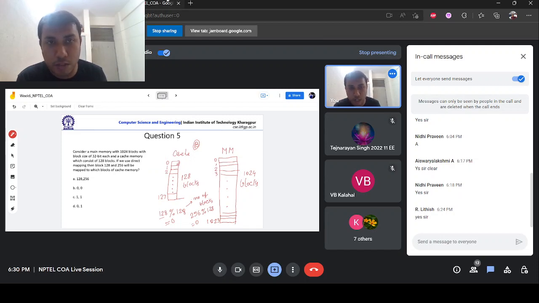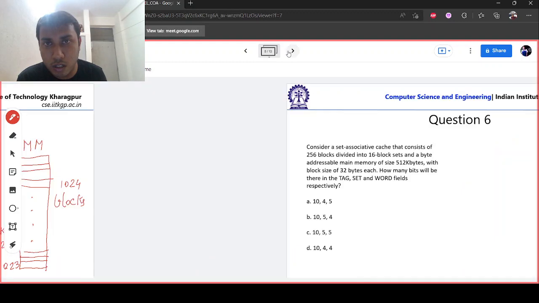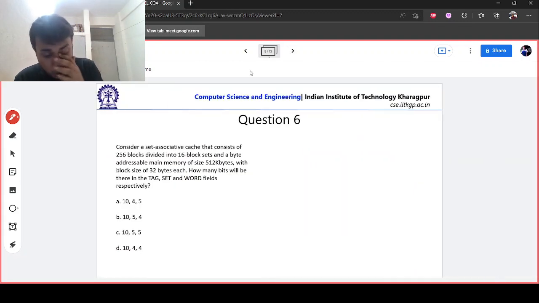So let's go to the next problem. The question is: consider a set associative cache that consists of 256 blocks divided into 16 block sets, and a byte addressable main memory of size 512 kilobytes with a block size of 32 bytes each. How many bits will be there in the tag, set and word fields?